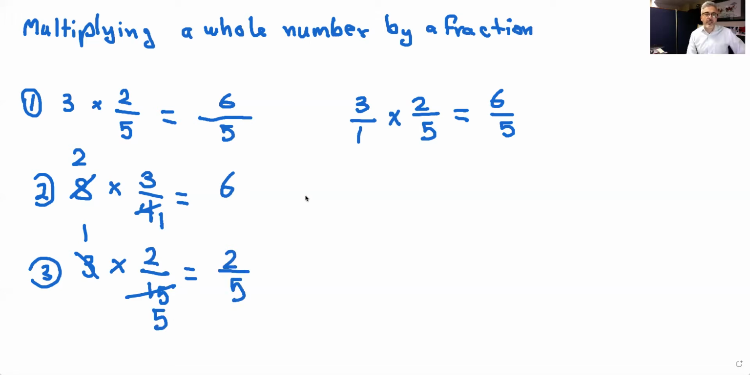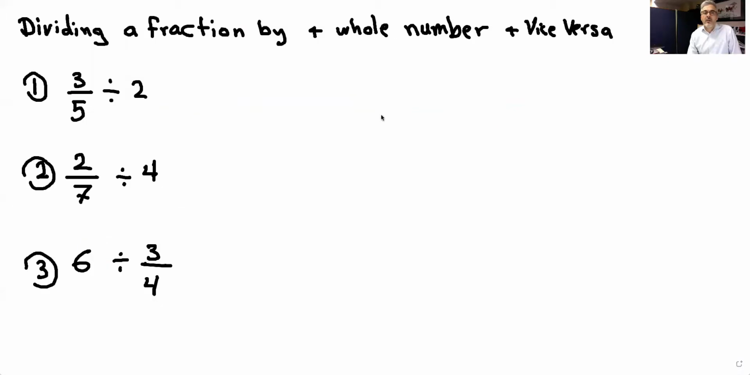One thing I want you to notice is that multiplying a whole number by a fraction is the same as multiplying a fraction by a whole number. When we're dividing, we cannot divide a fraction by a whole number unless we change this to multiplication. We write this as 3/5, but we change the division to multiplication. The 2 is over 1, so what we need to do is flip that and make it 1/2.